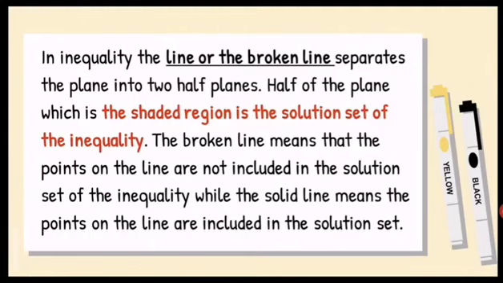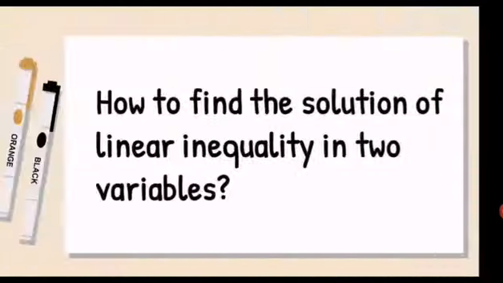The broken line means that the points on the line are not included in the solution set of the inequality, while the solid line means the points on the line are included in the solution set.